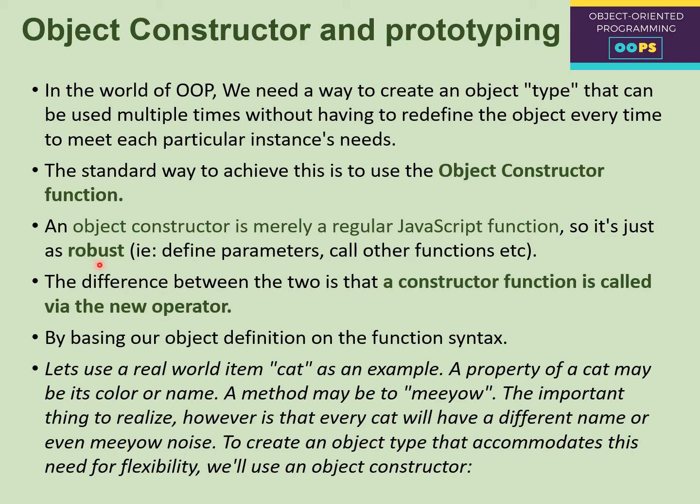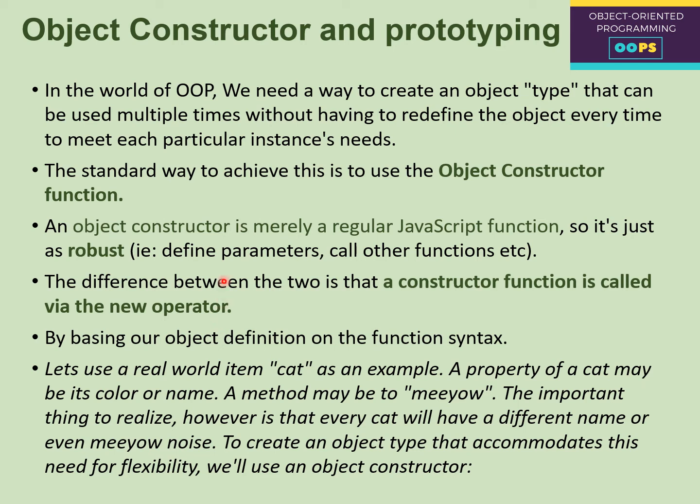So in order to make the code reusable, we have to create an object constructor function in JavaScript, and it is similar to a JavaScript function. The difference between the two is that a constructor function is called via the new operator. If you want to invoke a constructor function, we have to use new.